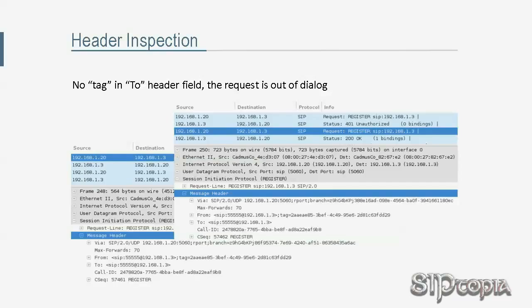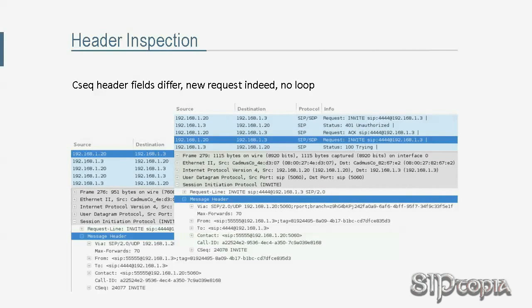If a user agent server receives a request with no tag in the To header field, it means the request is out of dialog. It's a completely new session establishment. Well, if the From, Call-ID, and CSeq header field values match an already existing session in the UAS, the UAS will recognize this as a loop and send a 482 Loop Detected response. In our example requests, neither INVITE nor REGISTER screenshots point to a loop as the CSeq header field values differ between INVITE requests as well as REGISTER requests.